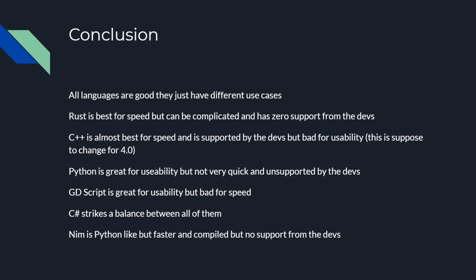And Python is great for usability, but it's not super quick and it's unsupported by devs. And GDScript is great for usability, but it's really poor for speed. And C# tries to strike a balance between all of them. And I think it does. I think it does a pretty good job, which I think I said in the previous video as well, but it really does strike a decent balance between the languages. And then, of course, last but certainly not least is Nim, which is a good language if you like the Python syntax and want almost C++ speed.